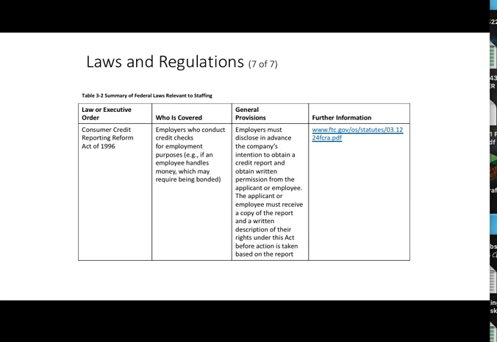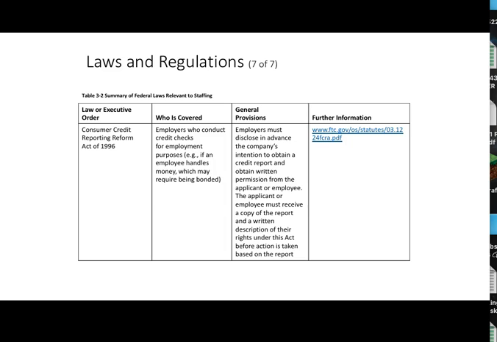The last law here on page 7 is the Consumer Credit Reporting Reform Act of 1996. In essence, this covers any employer who does a credit check for the purpose of employment. For example, if someone is going to be bonded, if they're going to be working as a teller, if they're going to be handling cash in any way, you can do a credit check. And if the person does not pass their credit check, you would be within your rights to refuse them employment, because someone who has bad credit is a greater risk for embezzlement of money from a company.